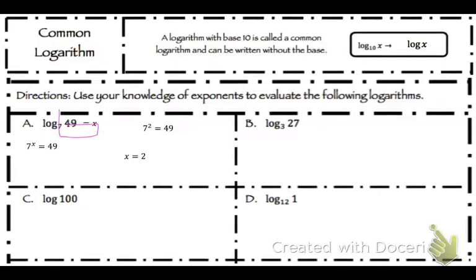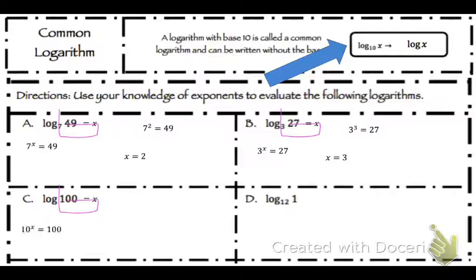Okay, let's do the same thing on b. So I'm going to set that equal to x. Then I'm going to have 3 to the x power equals 27. Well, 3 cubed equals 27, so then x equals 3. Okay, for c, remember that if there isn't a base, you assume it's a 10. So that's going to be 10 to the x power equals 100. 10 squared equals 100, so x equals 2.